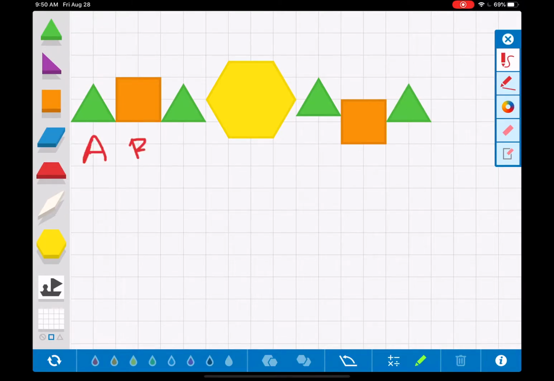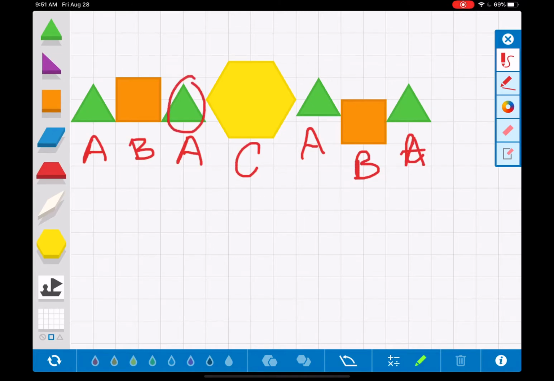Triangle, square, triangle, hexagon. Triangle, square, triangle. What comes after the triangle? Let's go back. Here's the triangle. And after that comes the hexagon. If you're not sure what comes next, go back and look at the beginning of your pattern, say it to yourself out loud, and figure out what will come next.